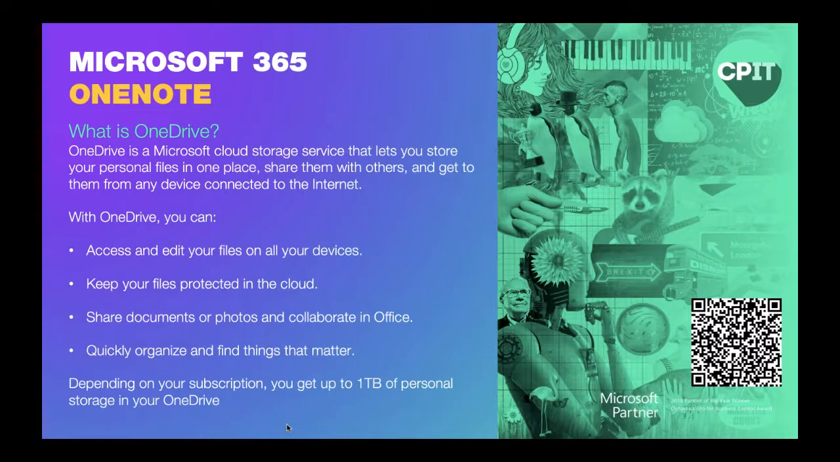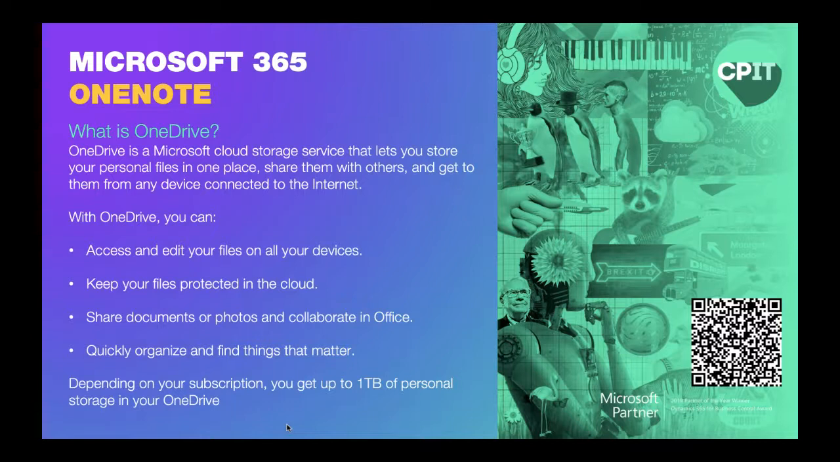Real key difference between OneDrive and SharePoint is OneDrive is your personal storage. That's where you hold your own files, personal documents. SharePoint is more shared with your team or with your group or with your company. So if you've got documents that you don't need others to see, that's where you need to put them. Depending on the subscription that you've got, you do get up to 1 terabyte of personal storage. So that is a lot of storage for just your individual files.